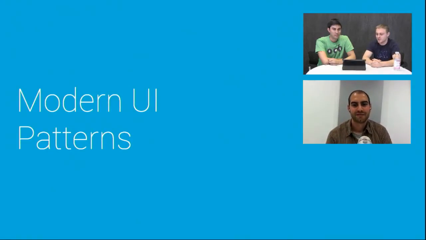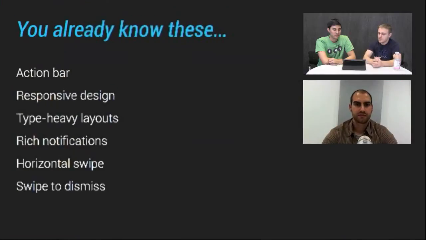So we'll just talk about some UI patterns that are beyond just the ones that you've seen in the design guide. You guys have already been talking about action bars and responsive design and using typography a lot. So you've probably been fairly well exposed to these types of UI patterns, especially horizontal swipe to dismiss. We did some mock-ups in weeks past that included those UI patterns.